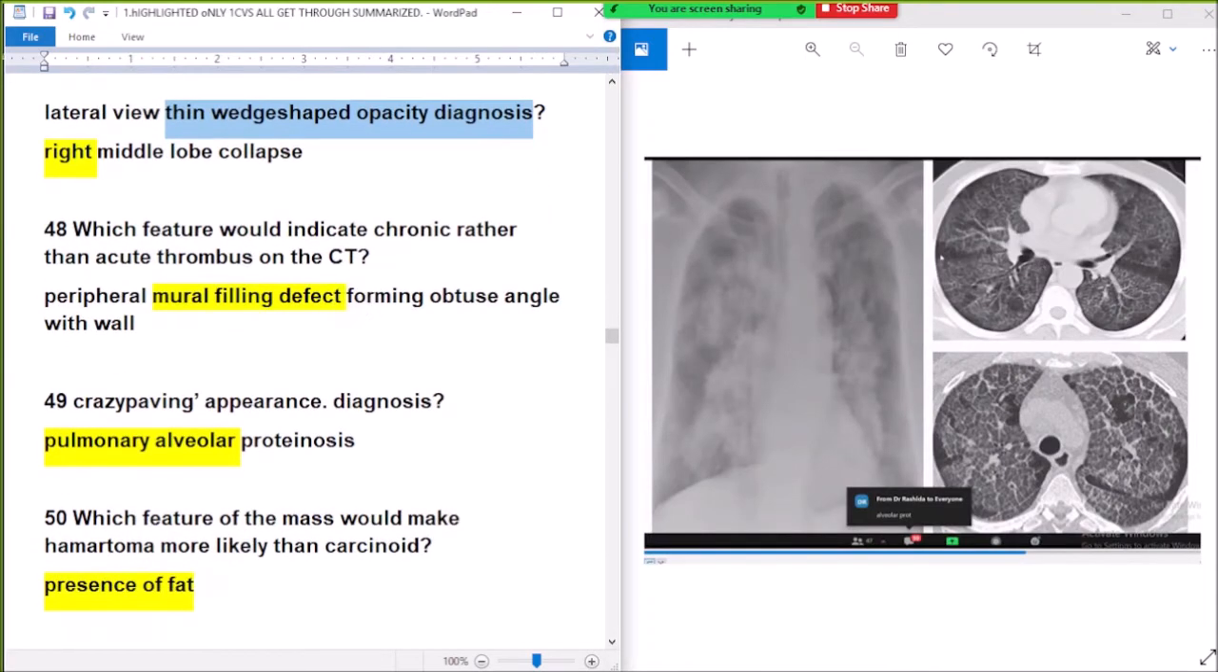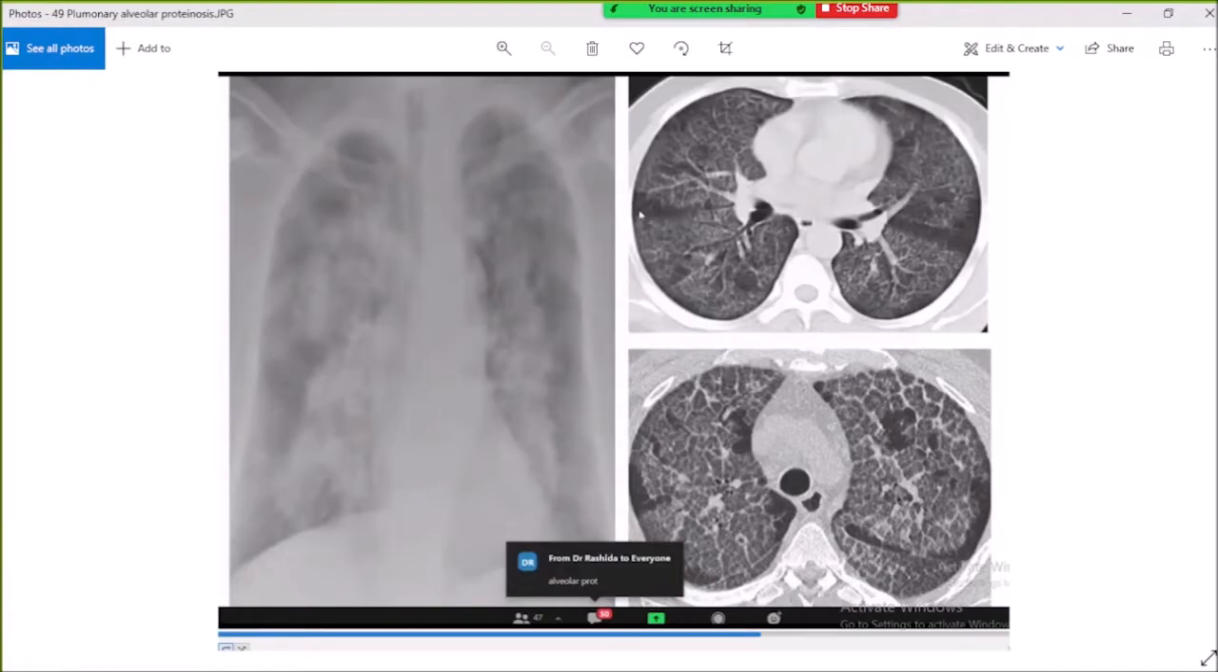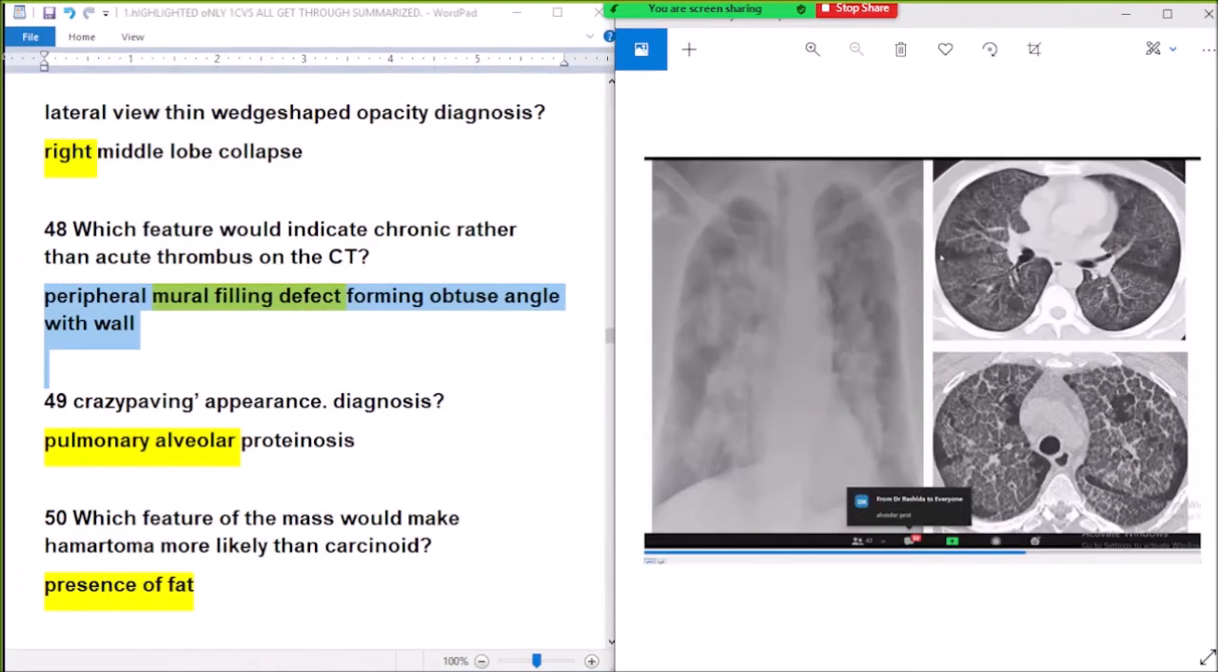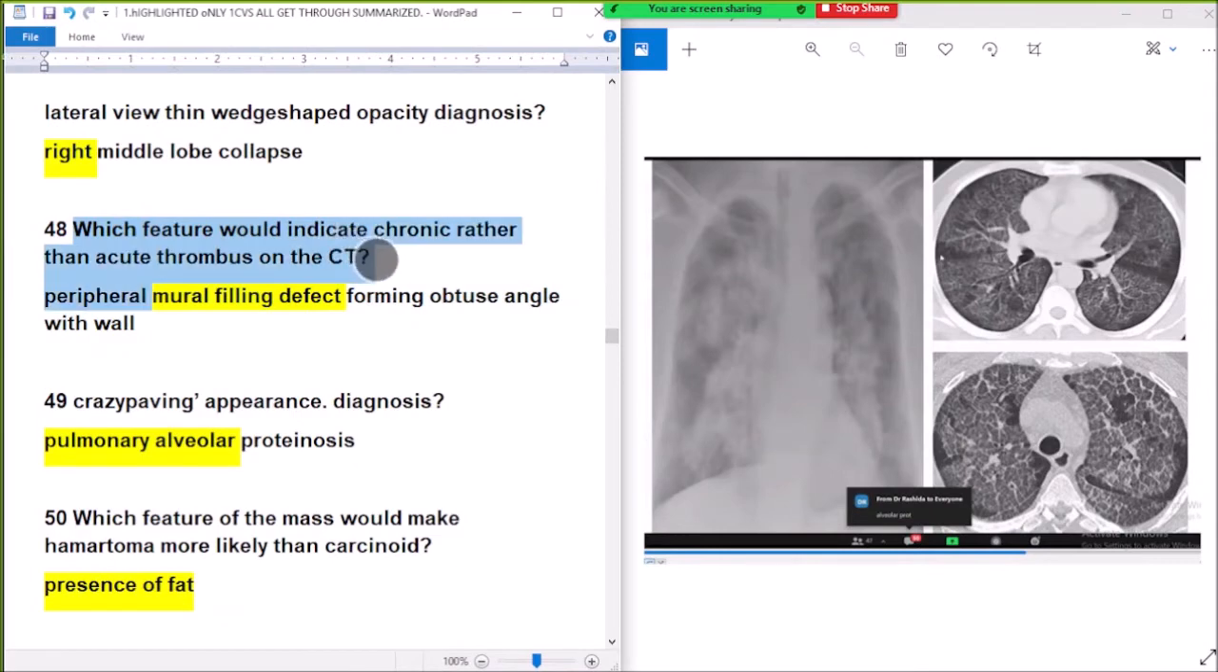Question 48. Which feature would indicate chronic rather than acute thromboembolism on the CT? Peripheral mural filling defect forming obtuse angle with the wall. Remember that chronic thromboembolism forms an obtuse angle with the wall, and chronic thromboembolism also has a mosaic pattern.